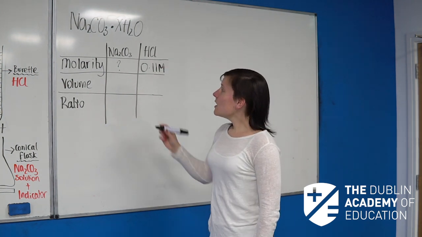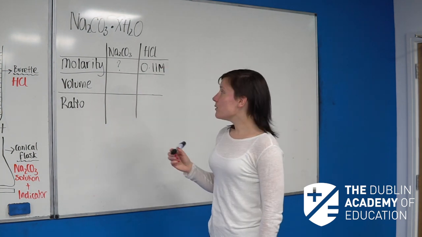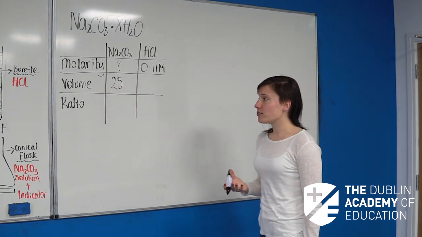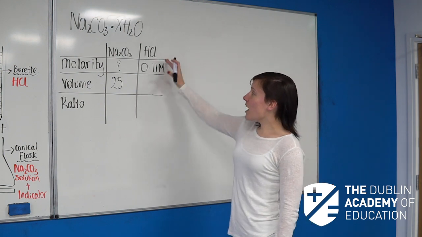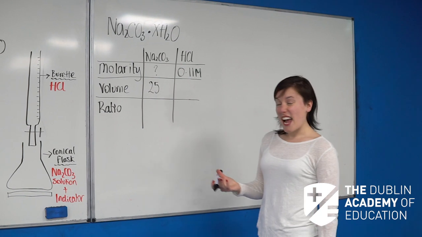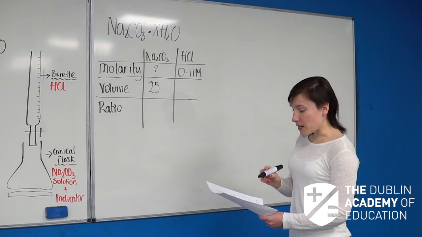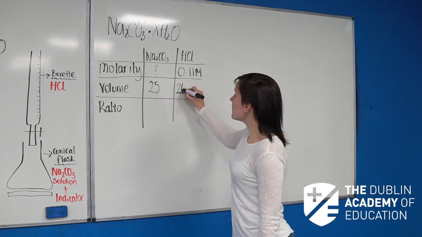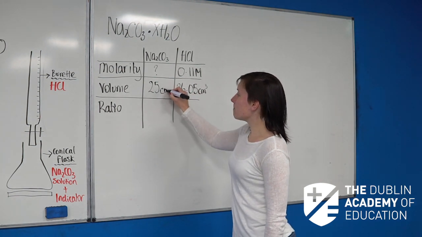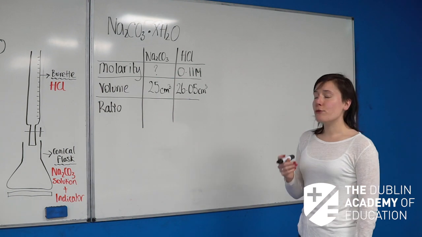Okay. The volume of sodium carbonate used is 25, and remember, this is all information in the question. And then the volume of our hydrochloric acid, which was in our burette during our titration, that's our average titration figure. And if we look at the question, we see that's 26.05 centimetres cubed.